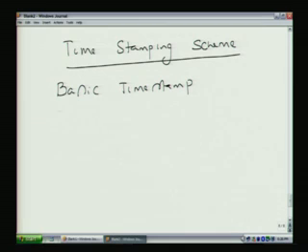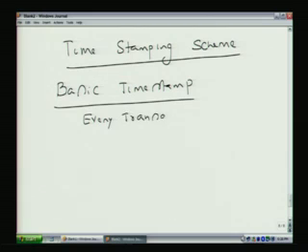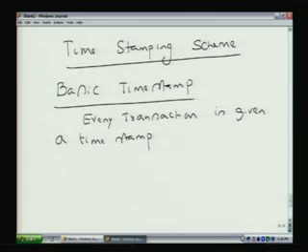Now, in the basic time stamping scheme, every transaction is given a timestamp at the beginning of the execution. Okay.